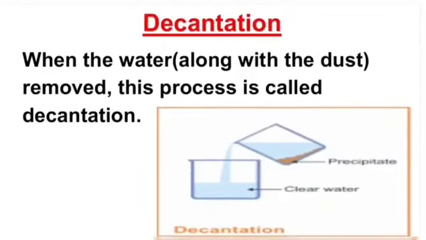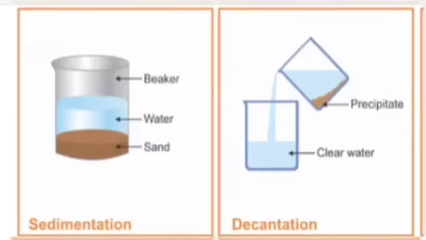When the water is removed along with the dust, this process is called decantation. What is decantation? When the water is removed, the soil or any other impurity which is left behind is called precipitate or sediments. This picture shows the decantation process. So this is all about sedimentation and decantation.